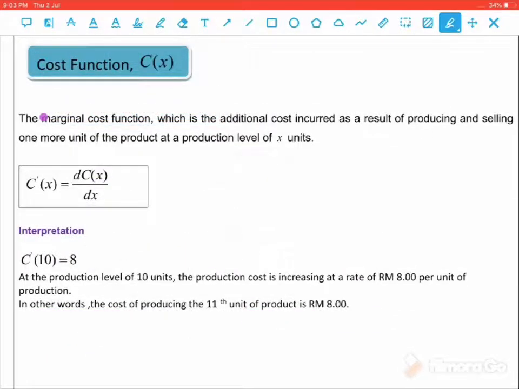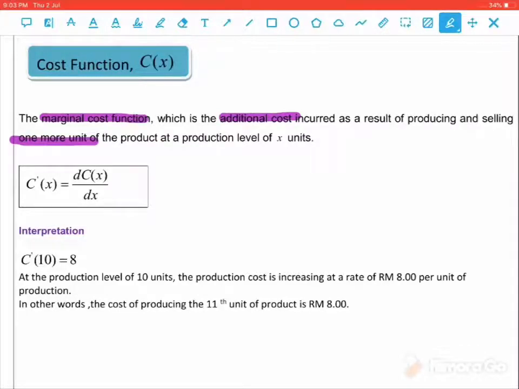Now we come to the marginal cost function. What is the marginal cost function? The marginal cost function is the additional cost incurred as a result of producing and selling one more unit of the product at a production level of x units.